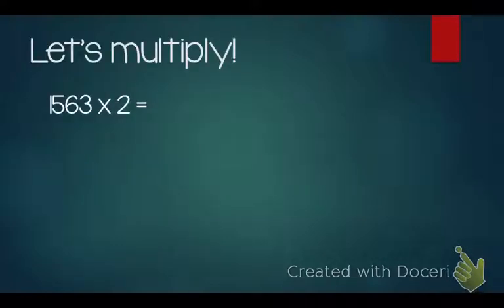Let's start with this first example, 1,563 times 2. Now, you can multiply the numbers when they're written side by side, but I actually prefer to rewrite these numbers so that they are in columns. So one number on top, one number on the bottom. I'm going to write 1,563 times 2.